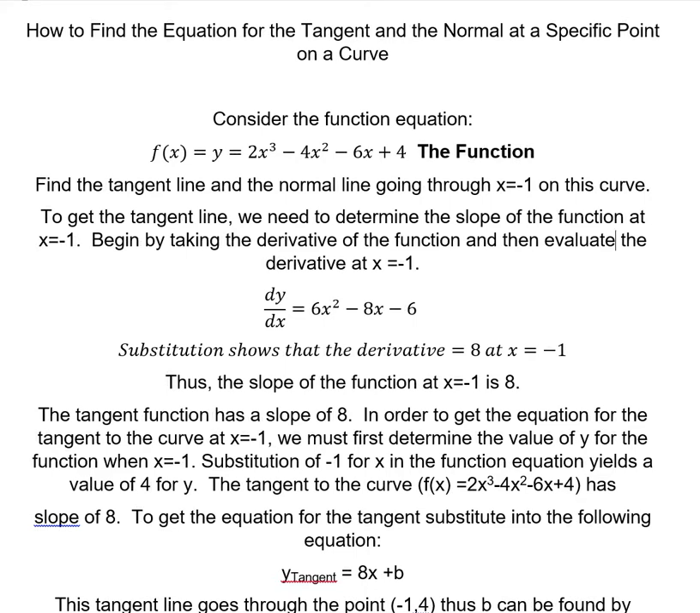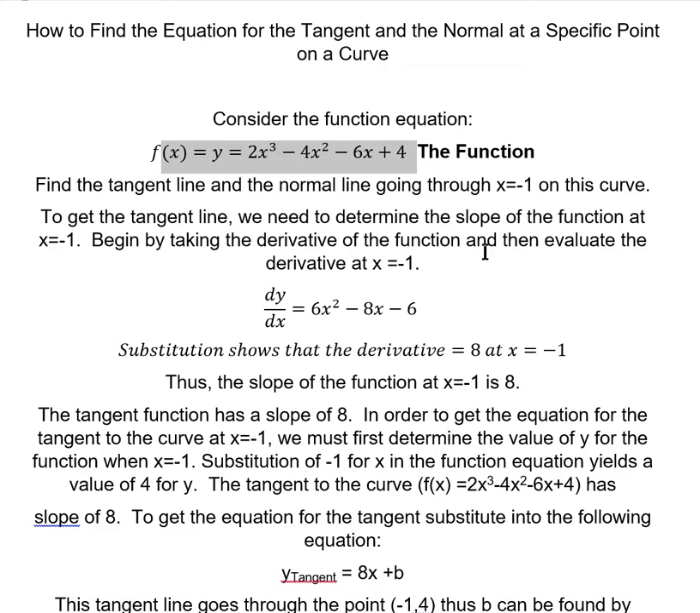Hello. Today I'm going to talk about how you find the tangent and normal to a curve, to a function at a specific point. So we're going to consider the following function. F of x, or y, equals 2x cubed minus 4x squared minus 6x plus 4. So this is a polynomial. We'll have some ups and downs. And we want to find the tangent and normal to this curve at the point x equal minus 1.